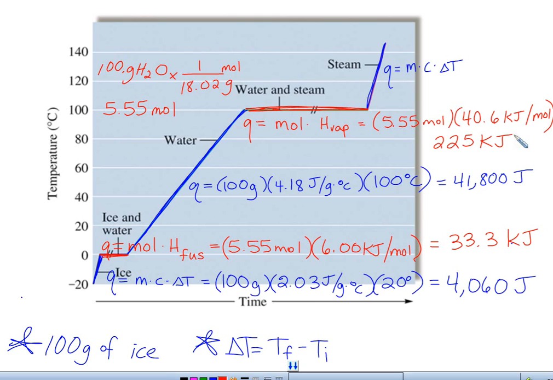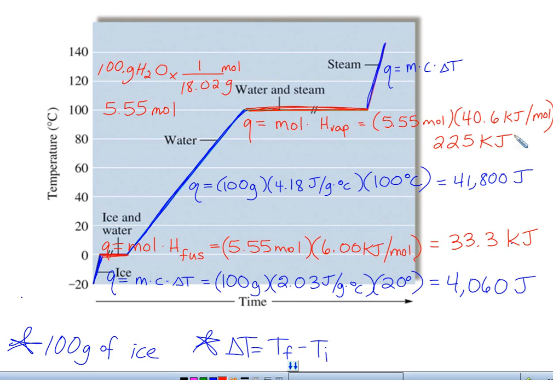Here's where you have to be careful. What if the question says, calculate the energy required to change 100 grams of ice at negative 20 degrees to water at positive 20 degrees? Do you know the most common mistake people will make? They'll say, oh, cool, temperature change. We're going negative 20 to positive 20. That's a 40-degree temperature change. Excellent. So then they go mass times specific heat times 40-degree temperature change. We're done.